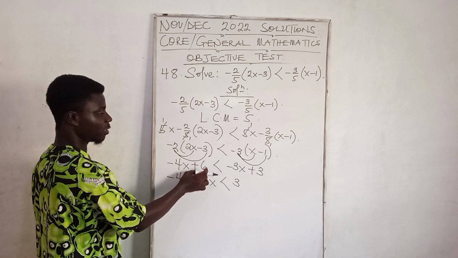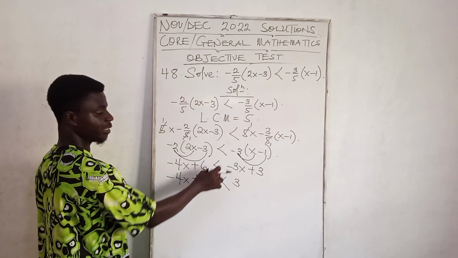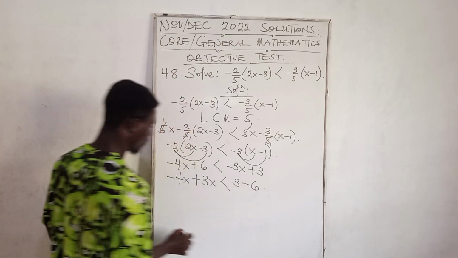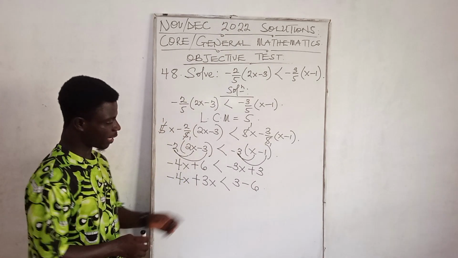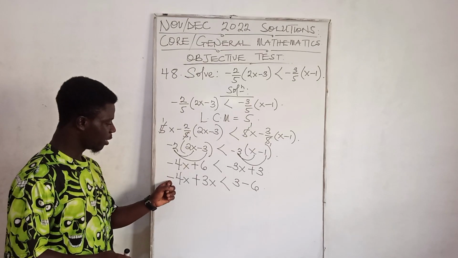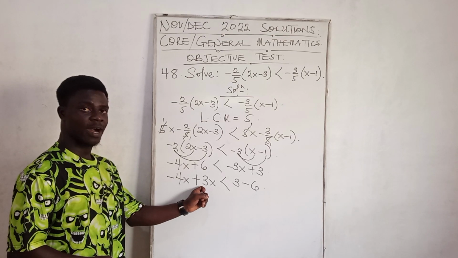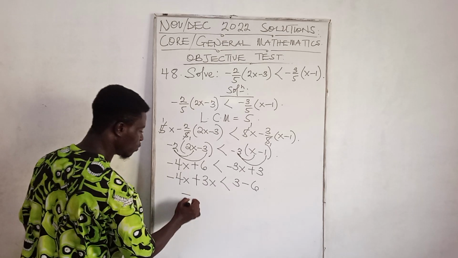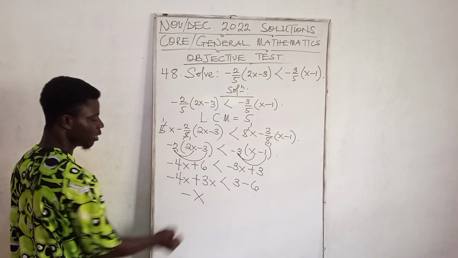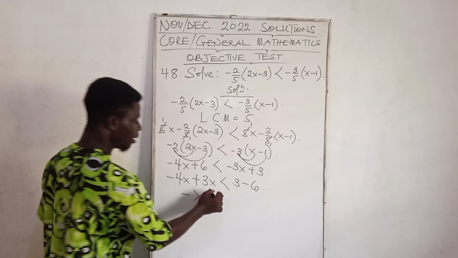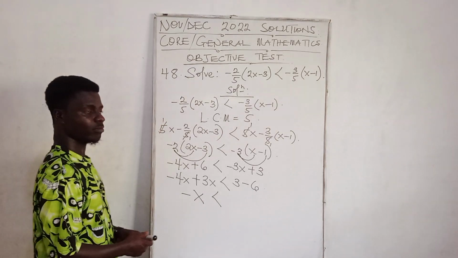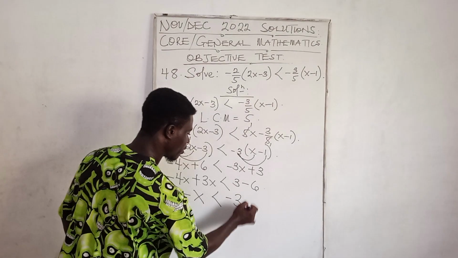This one is positive 6. When it crosses the inequality sign, it becomes negative 6. So we get negative 4x plus 3x. So negative 4, then we are owing 4, then we are having 3. So still, we are still owing 2. It reduces to what? Negative 1. Less than 3 minus 6 we get negative 3.